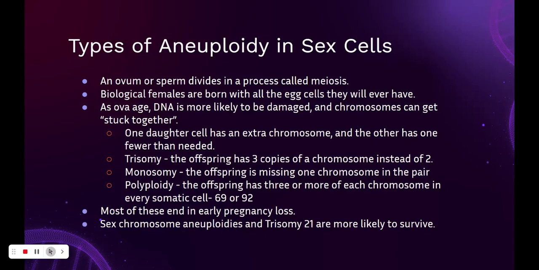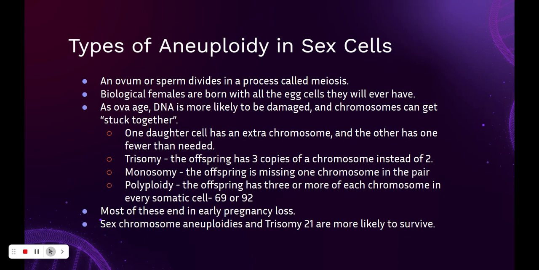So the most common type that we see is trisomy, where the offspring has 3 copies of a chromosome instead of 2. You're familiar with trisomy 21, which is Down syndrome. There are only a few of these that are compatible with life. Monosomy, the offspring is missing 1 chromosome in a pair, so they've got a 45, either XX, XY, or XO. There's only 1 monosomy that's compatible with life, with human development.